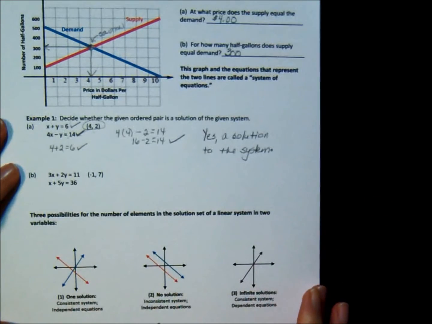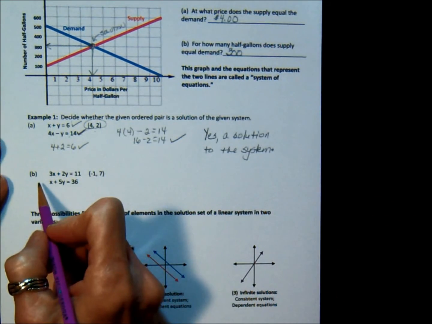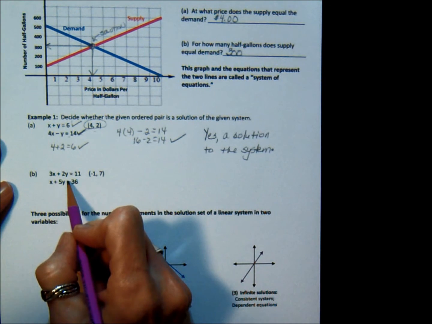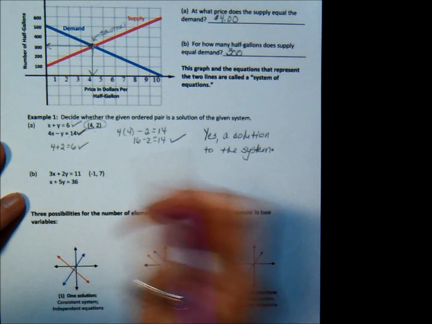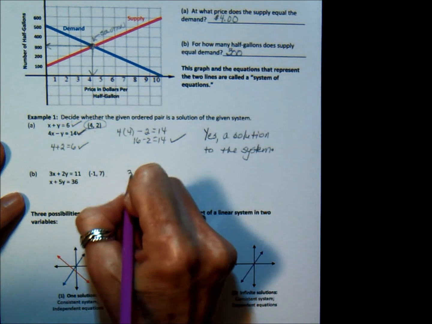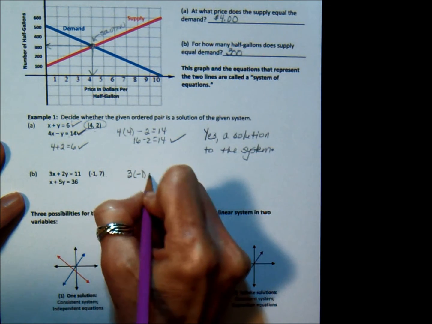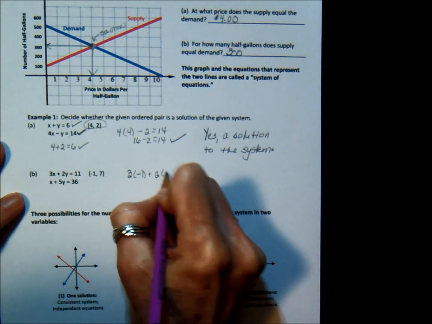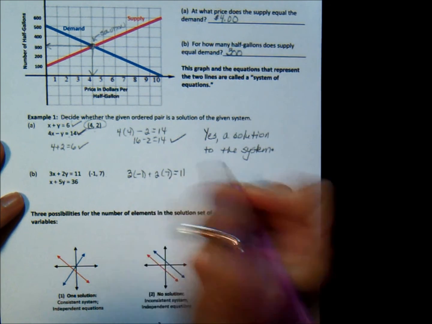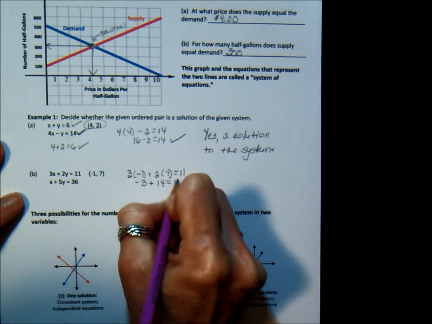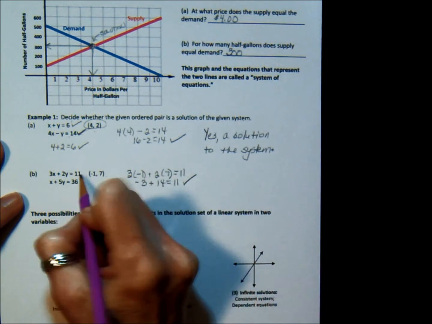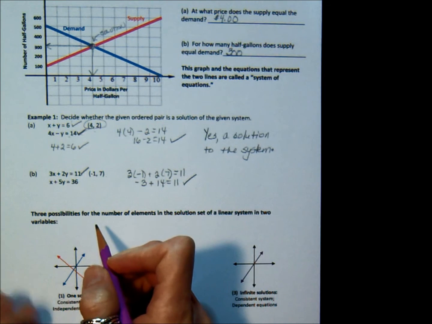All right, let's look at the next one. Example B, I have again a system of equations, and we're going to check out the point -1, 7. So in the first equation, that would give me 3 times -1 plus 2 times 7. Does that equal 11? Does -3 plus 14 equal 11? Yes, it does. So it solves that equation.